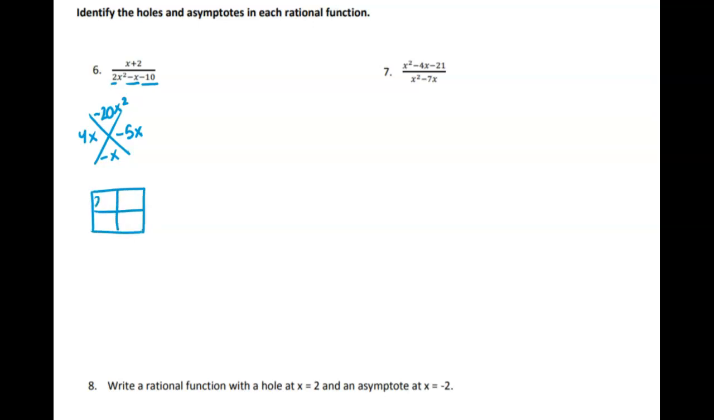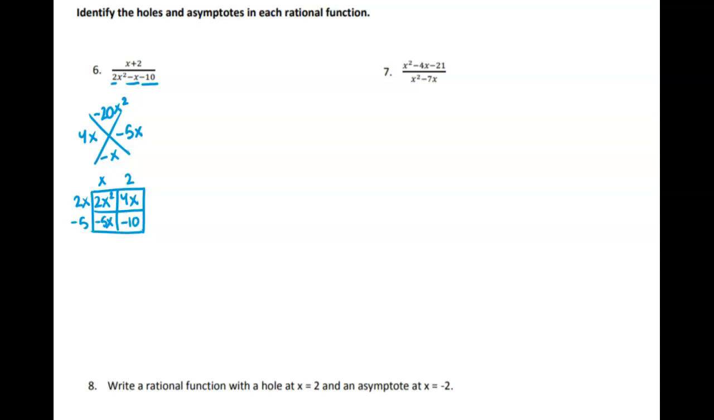So we have 2x squared, 4x, negative 5x, and negative 10. GCFs, this will be x, this will be 2x, this will be negative 5, and this will be 2. So if we check our work here, I always do that with negatives in particular. 2x times x is 2x squared. 2x times 2 is 4x. Negative 5 times x is negative 5x. And negative 5 times 2 is negative 10.